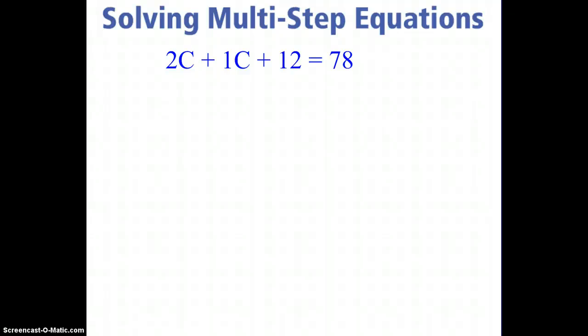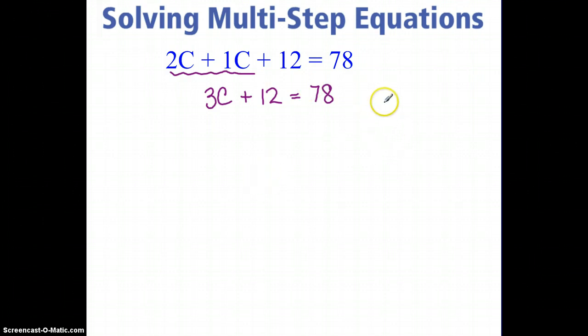Today we're going to talk about how to solve multi-step equations, and solving multi-step equations that have pieces that need to be simplified. So in this problem I can see that I have some variables of c and some numbers. First thing is these two happen to be on the same side. So if I did 2c and 1c, that would give me 3c plus 12 equals 78.